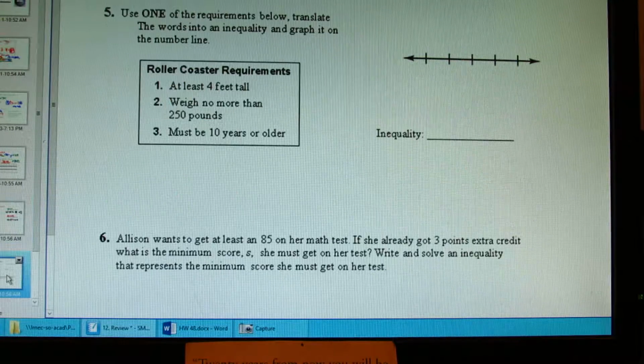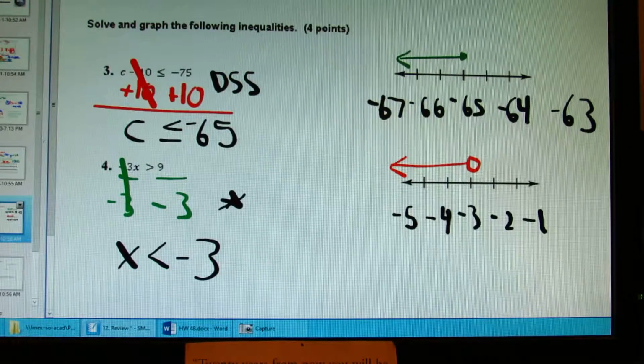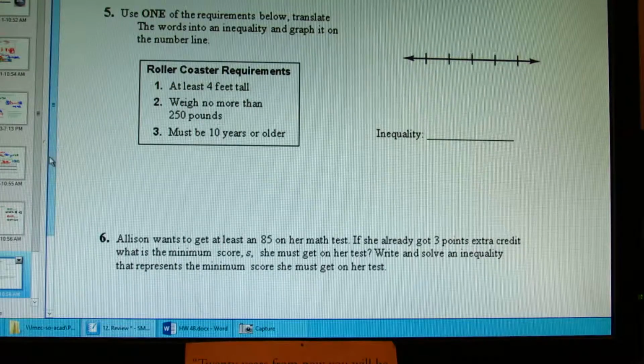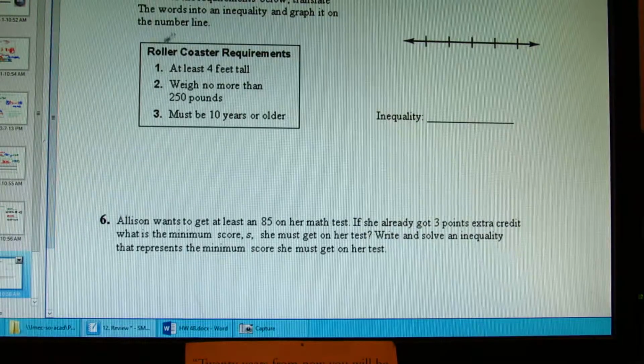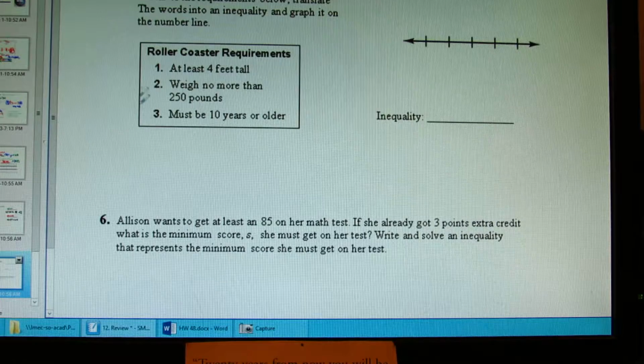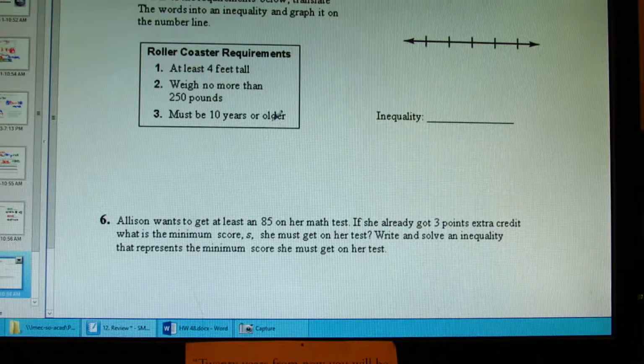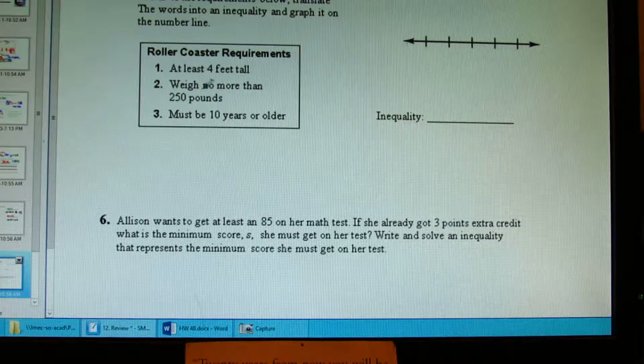All right, a couple more questions left. Are you done? You ready? Here we go. Pause the video if you need to. Use one of these requirements below. Translate the words into an inequality and graph it on the number line. So you can pick any one of these. So it's up to you.